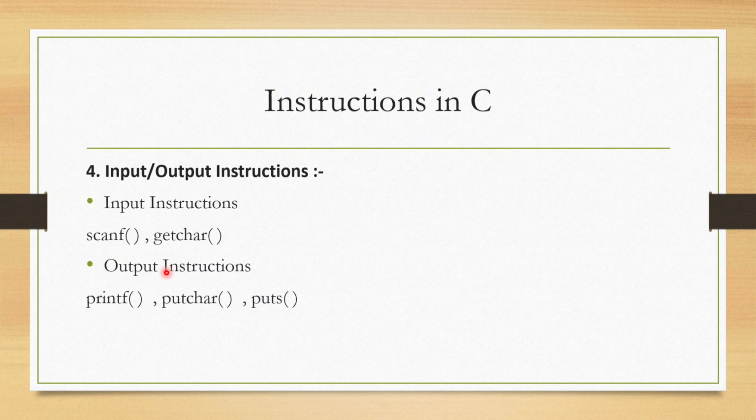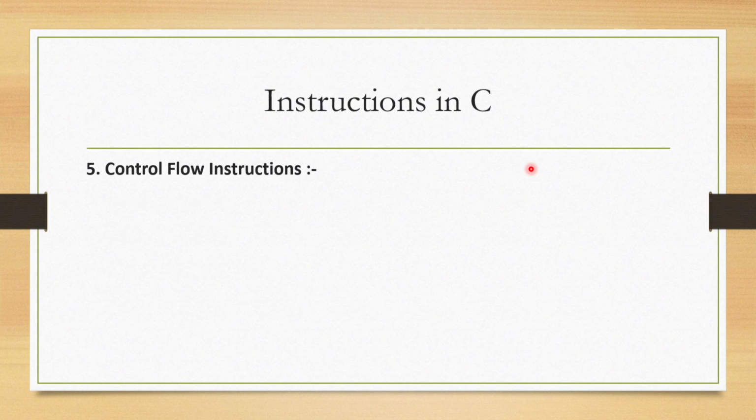Next we have output instruction, in which printf is used to display data in a formatted way. Next putchar, which is used to print a single character to the console. At last we have puts, which outputs a string followed by a newline character.